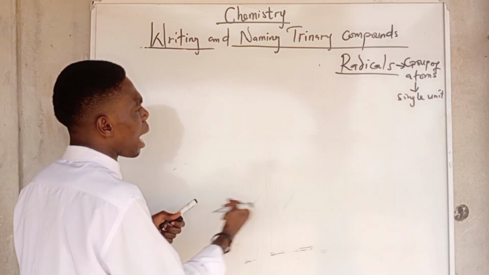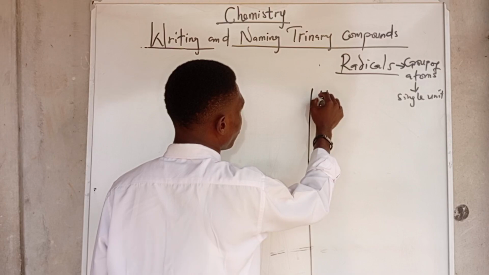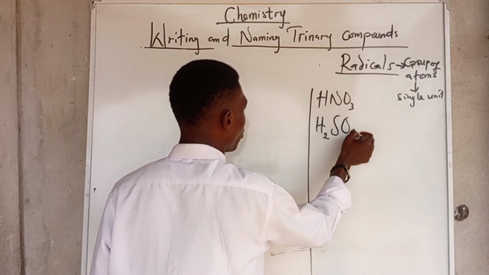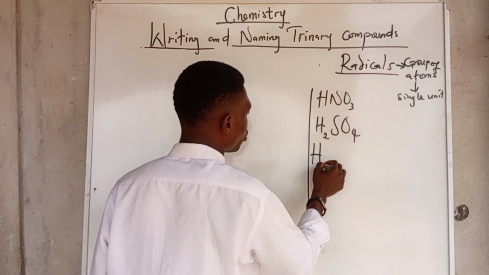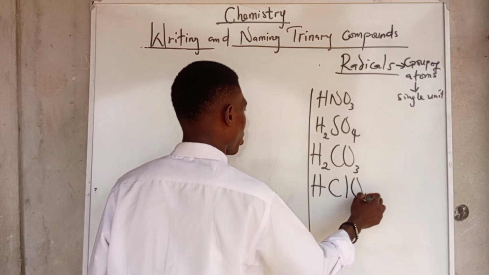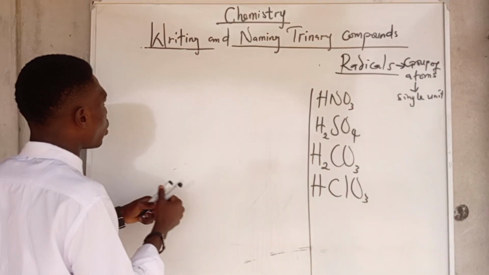So I'm still going to make a list of some of the ternary acids again. So we have HNO3, and then we have H2SO4, and then we have H2CO3. These are the common ones. We also have HClO3. Okay, I think I might stop here for that. Now let's look at the combination.